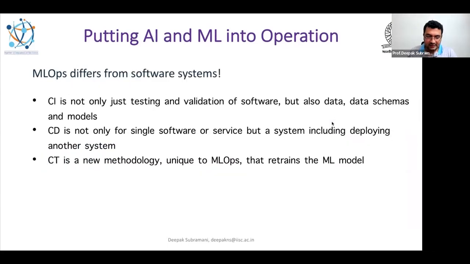Then the other task of putting AI and ML into operations slightly differs. There's a question: is it really just software system development? It actually differs from software systems. In software system development, continuous integration is just about testing and validation of software. But when I'm talking about AI and ML, CI is not just about testing and validation of software. It also includes data, data schemas, and models. Within models, it also involves the parameters of the models.